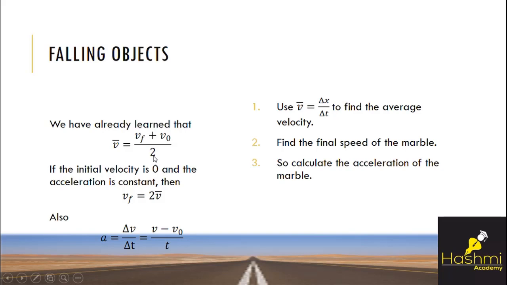If your initial velocity is 0, then your acceleration is considered to be constant. Then V final can be written as 2 times the average velocity, since the initial velocity is 0. And again, the acceleration can be written as the change of velocity with respect to time, so the change in velocity, final minus initial, divided by time. We just have to use the average velocity concept to find the average velocity, and then find the final speed of your object, like this marble.